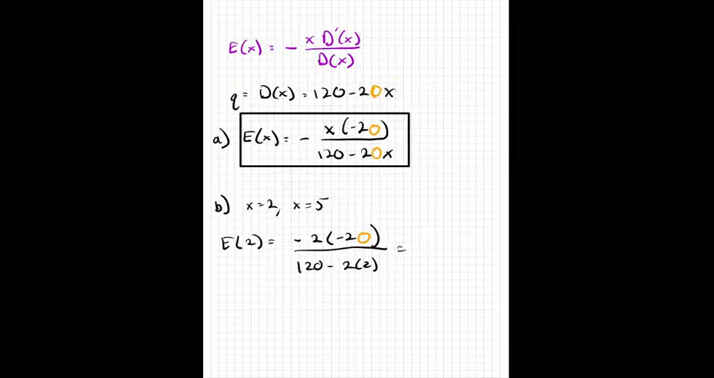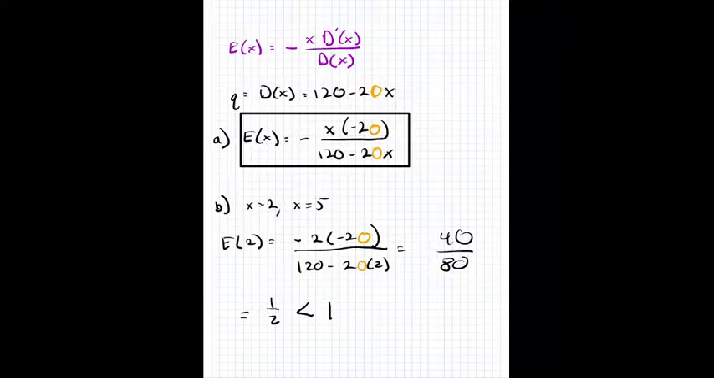Okay. So now with these adjustments on top, we get what? 40. On bottom, 120 minus 40 is 80. So on top, we got 40. On bottom, we got 80. So this is equal to a positive 1/2. And again, that's less than 1. So this implies total revenue is increasing. Okay, so that ate up a lot of our time, but that's okay.